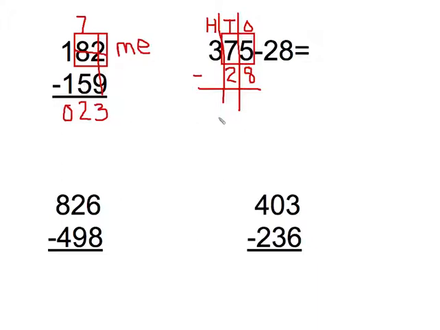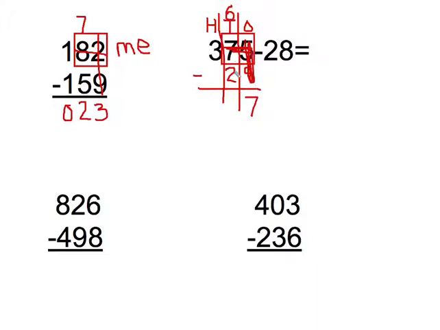Now I can't write all 67 down here. That would be too crowded, so I have to split it up. Here's my 60 and my 7. I cross off everything I've used, so I used up the 75 and I used up the 5 and the 8. And now I move on to my next place value.